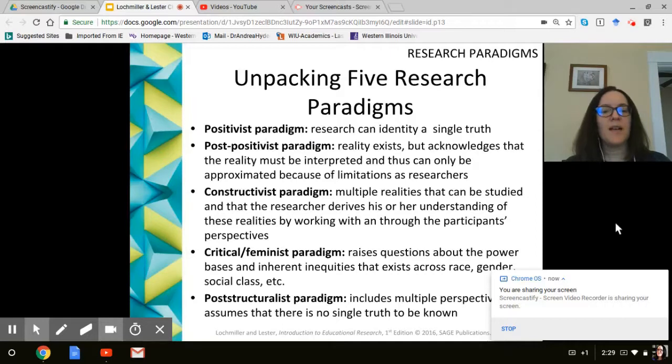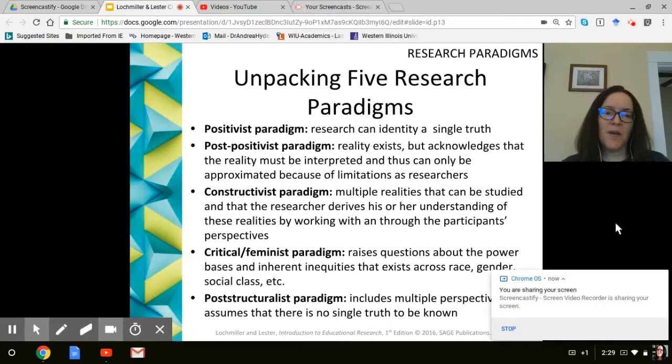So multiple realities can be studied, and the researcher derives her understanding of the realities by working with and through the participants' perspective. So we understand that there's some perspective that we bring into the research, and there are also multiple and sometimes competing perspectives that we're going to get from the participants involved in the phenomenon that we're studying.